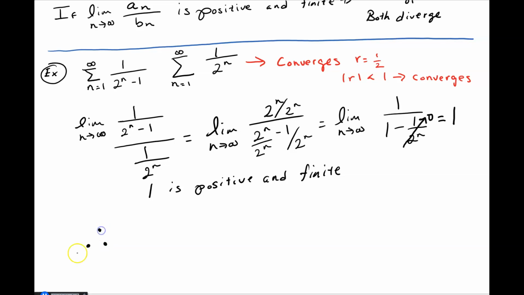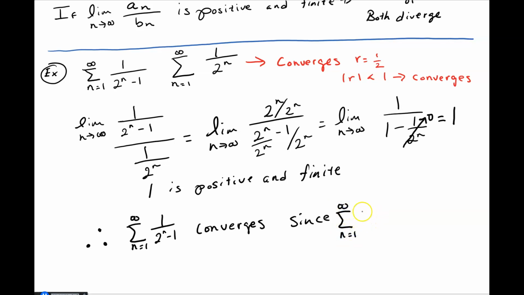So what's the conclusion that we can make? Well, 1 over 2 to the n converged, so 1 over 2 to the n minus 1 converges. Therefore, the series from n equal 1 to infinity of 1 over 2 to the n minus 1 converges, since the series from n equal 1 to infinity of 1 over 2 to the n converges. There's really nothing more to it there.